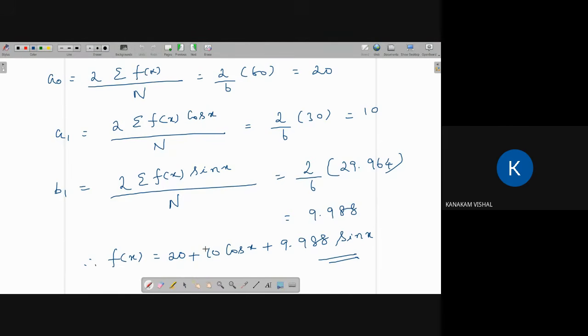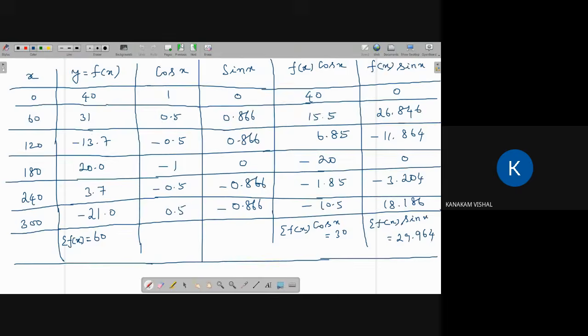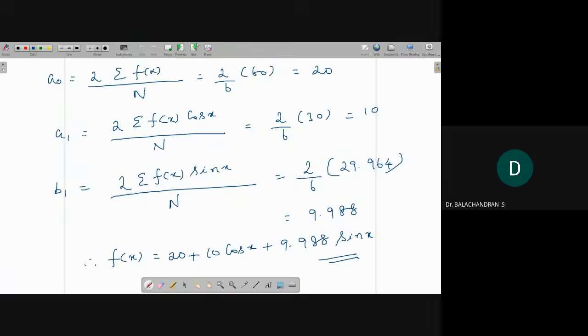Like 20 plus 10, it will be 30, not 40, sir, when x is equal to 0. Okay. When x is equal to 0, f of x should be 40. Yeah, so this is 30. What about this? This is 0. Yes, sir, this will be 0.